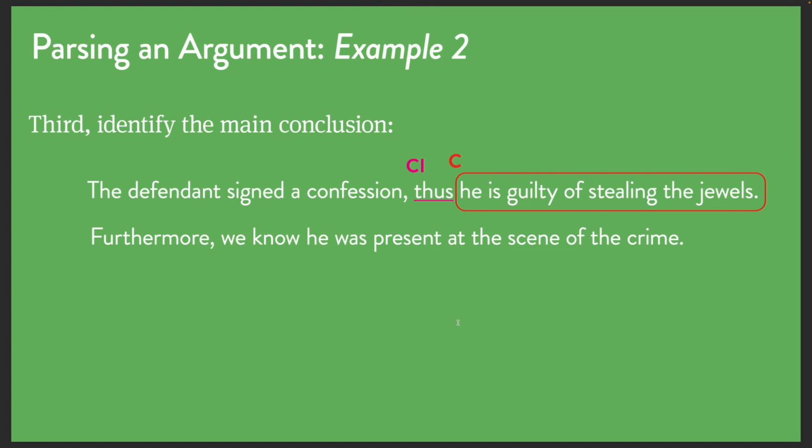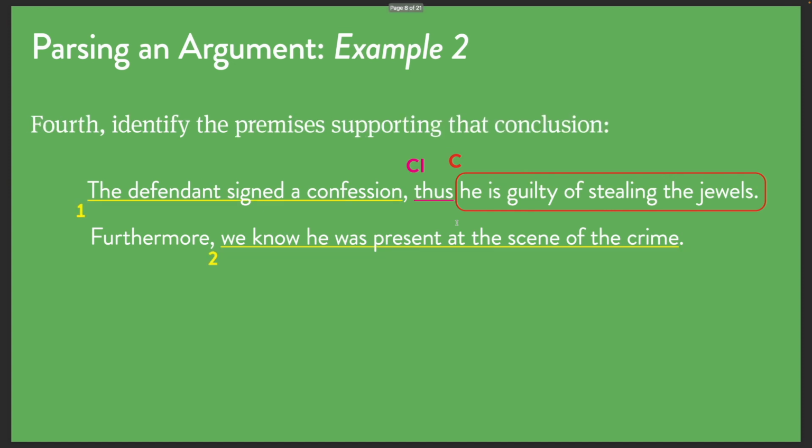All right, what's the main conclusion? If you read this over, you'll realize that everything being said here is ultimately about the defendant being guilty. So we circle that and mark it with a C. Alrighty then, now we can identify the premises. What are the reasons given to show that the defendant is guilty? Once you think, I'm looking for reasons for why this person might be guilty, I'm making hand motions here and you can't even see me.